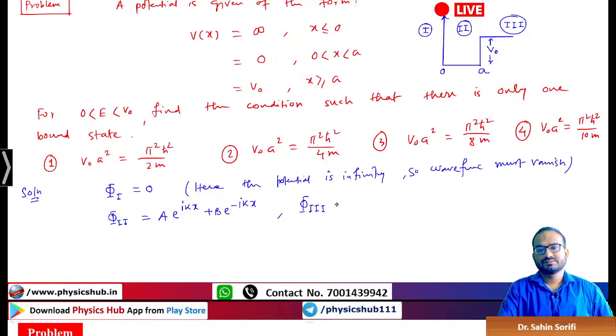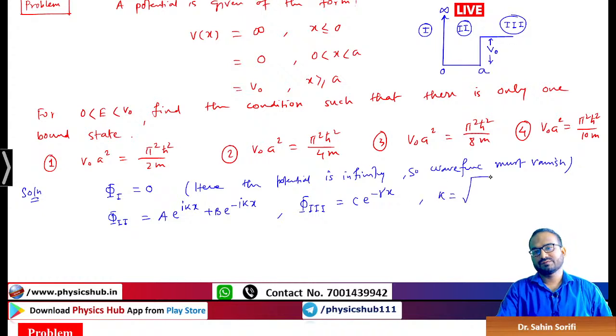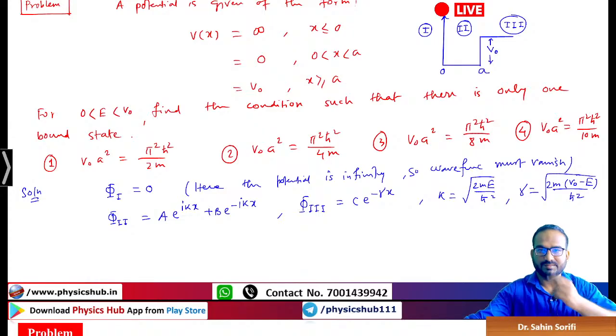Here it is V0. At x equals plus infinity, it should vanish, so it will have e to the power minus gamma x. You can easily connect. So we have got the wave function for these 3 regions. Here k is the square root of 2mE by h-cut squared, and gamma is the square root of 2m(V0 minus E) by h-cut squared. Can you write it directly? Just tell me.